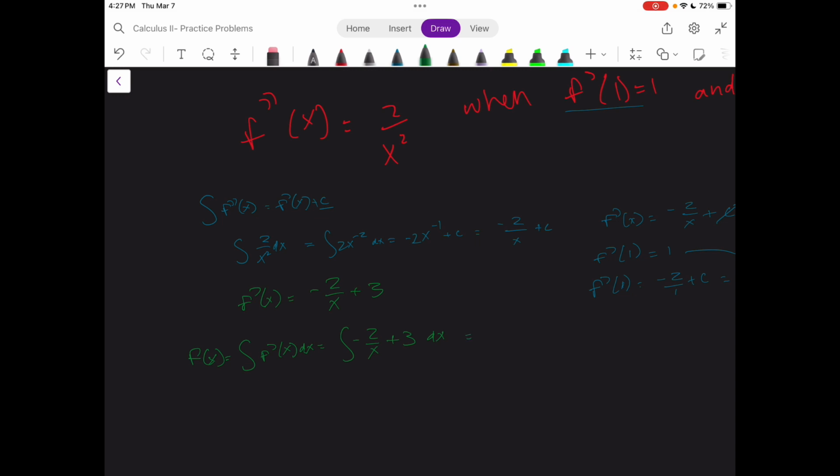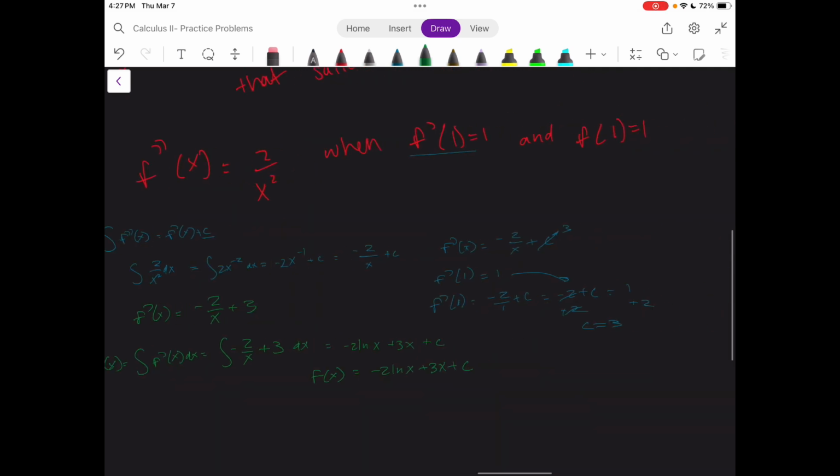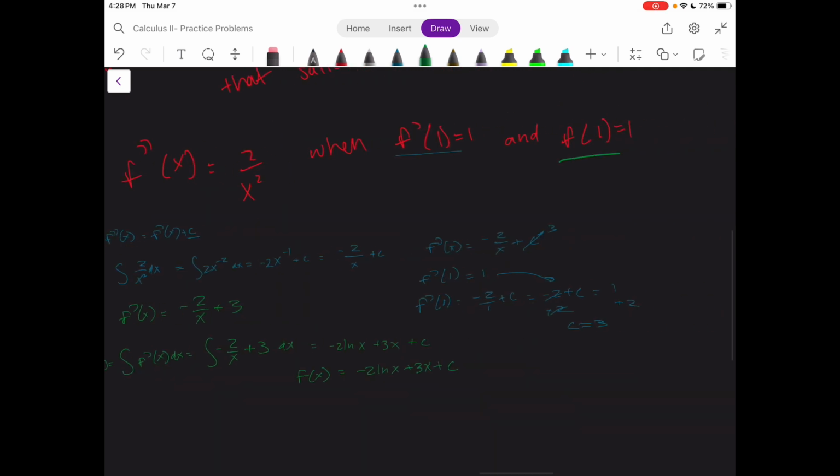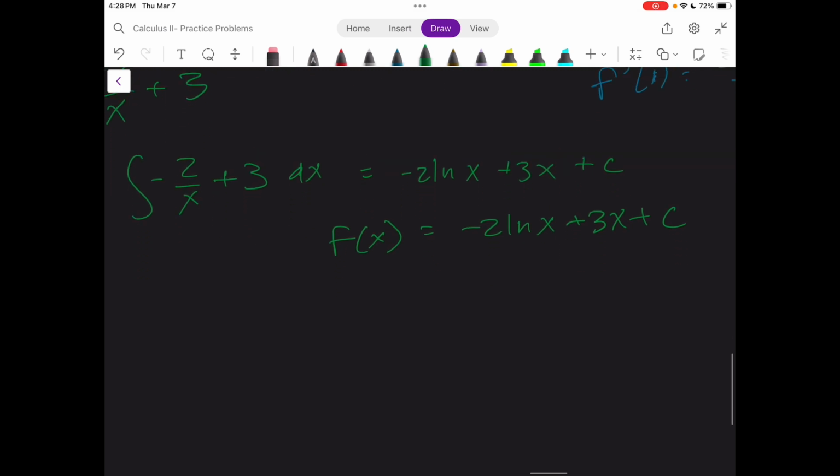So when you integrate negative 2 over x, you just get negative 2 ln of x. And when you integrate 3, you get 3x. And of course, you're going to get some constant. So this is what f of x is. F of x equals negative 2 ln of x plus 3x plus c. What they tell us is that f of 1 equals 1. Well, let's figure out what f of 1 is.